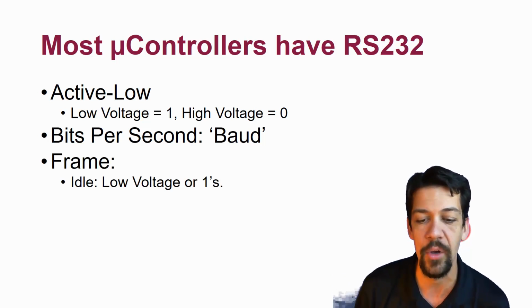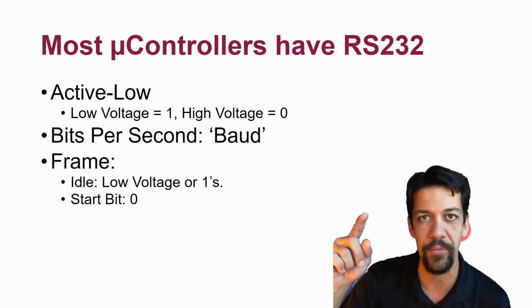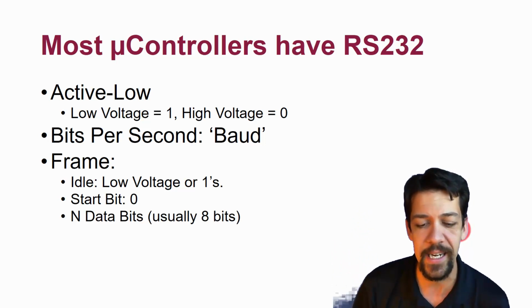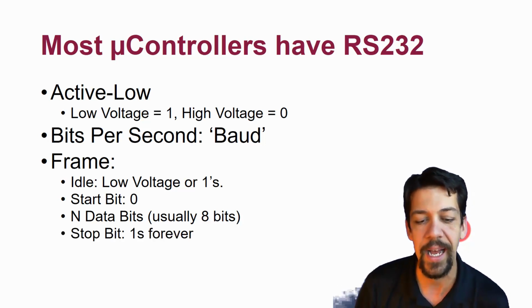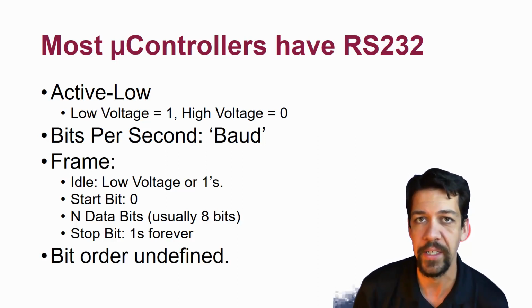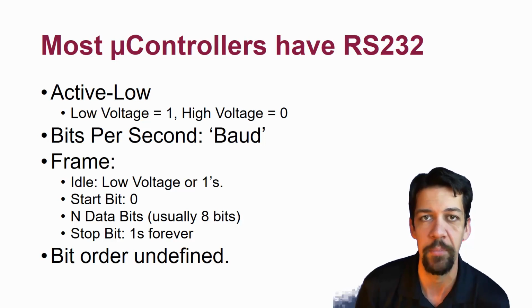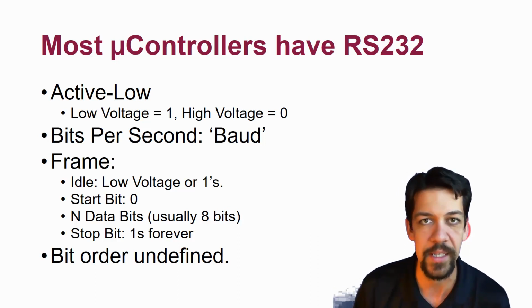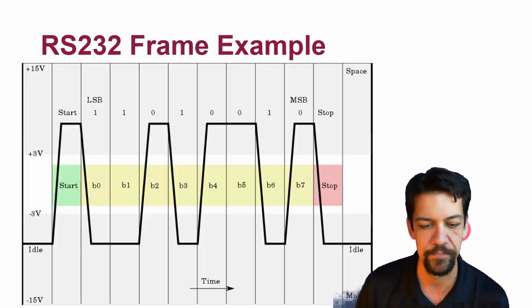The frame idle is low voltage, or all ones. The start bit is a 0, so it brings the voltage high and then it goes low again. And there's usually 8 data bits, but there can be up to 9. So the protocol defines 8 or 9 bit frames, and the stop bit is represented as 1s forever, which again is a low voltage. The bit order is undefined. It could be least significant bit first or most significant bit first. That's entirely up to the transmitter and receiver. On our particular devices, it's most significant bit first, which is the most common format for these things.